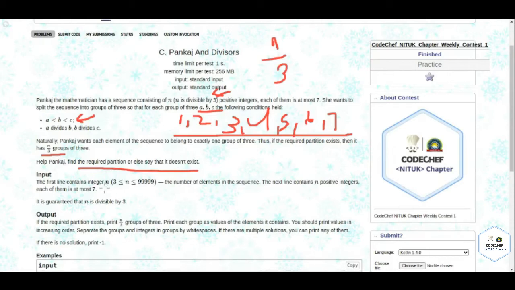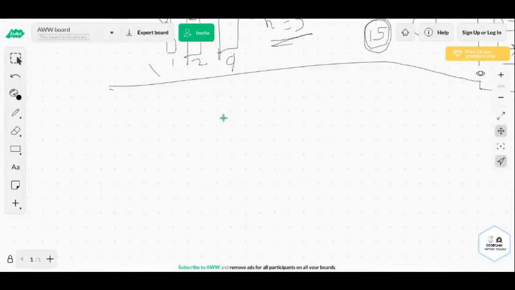First we are given n, and after that we are given n positive integers. It is guaranteed that n is divisible by 3. Okay, did you understand the question? Yes, sir. Okay, so we are given numbers between 1 to 7, and our task is to find a, b, and c such that a is less than b, b is less than c, a divides b, and b divides c.